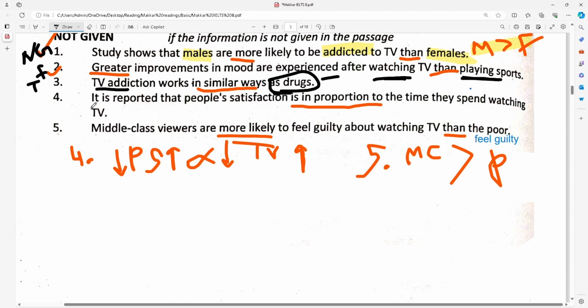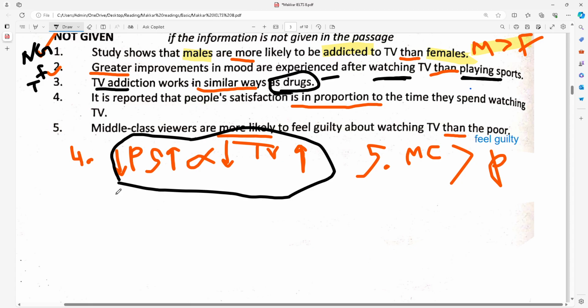Now let's see. It is reported that people's satisfaction is in proportion to the time they spend watching TV. Now let's see. This is a proportion question. This might be a little confusing, so let me help you understand. What is the meaning of proportion? Let's say people's satisfaction is one set and TV viewing is another set. If people's satisfaction is going to improve, their viewing hours are also going to improve. But if viewing hours are going to decrease, their satisfaction is also going to decrease. So that is the meaning of proportion.